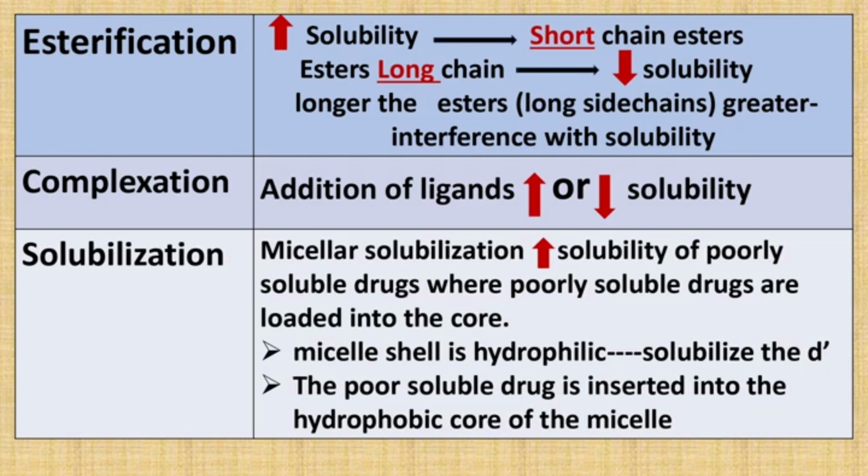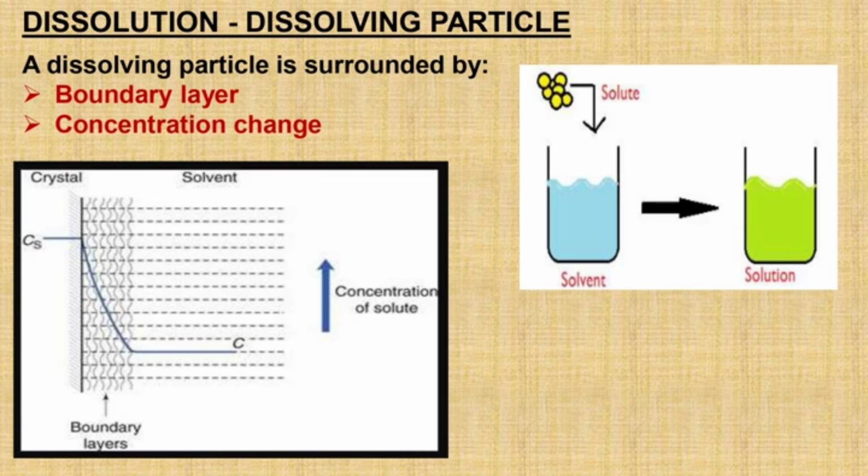Okay, the next slide we are discussing here is dissolution. The first portion is the dissolving particle. When a solute is added into the solvent, it becomes a solution. The dissolving particle is surrounded by mainly two layers. The first one is the boundary layer, and the second one is the concentration change. I have mentioned one graphical representation here, showing the crystal form and where the boundary layer is coming. When the solute is added into the solvent, the concentration of solute will vary.